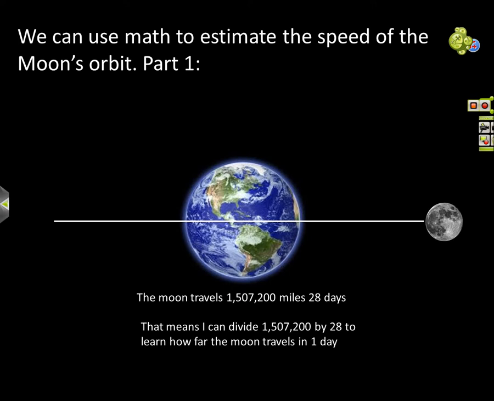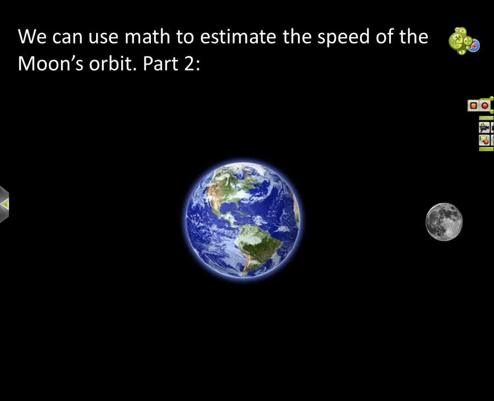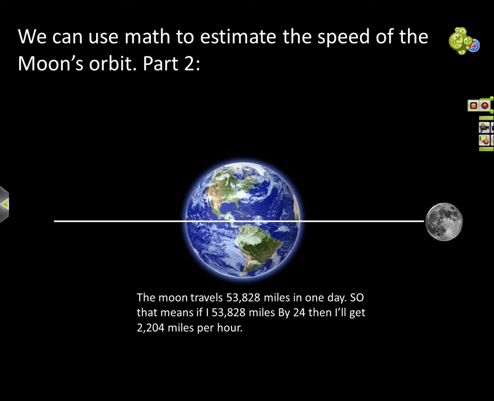That means I can divide 1,507,200 by 28 to learn how far the moon travels in one day. We can use math to estimate the speed of the moon's orbit, part two. The moon travels 53,828 miles in one day. So that means if I divide 53,828 miles by 24, then I'll get 2,204 miles per hour.